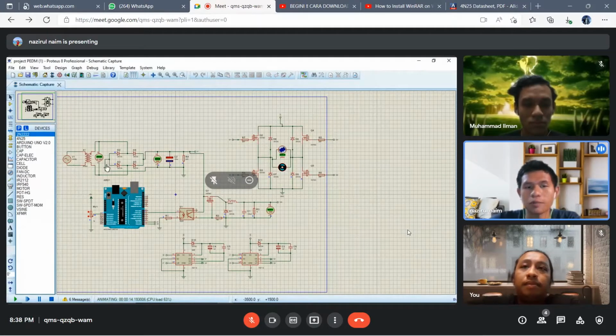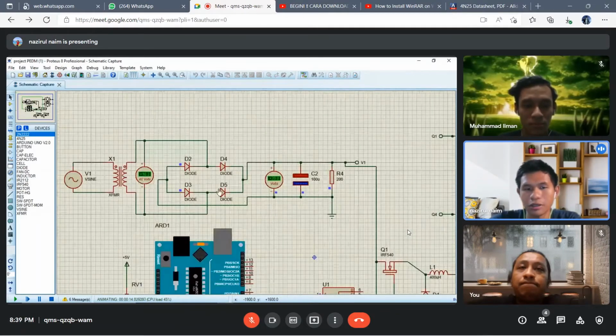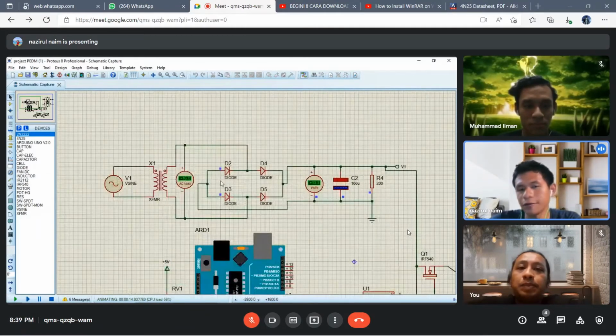I would like to talk about our mini project. So for the circuit, as you can see on my screen, we use Proteus. The first step is we convert the AC current into DC current. So the first block will be the DC bridge rectifier. From the step down AC circuit from the transformer, we transform the AC into DC.